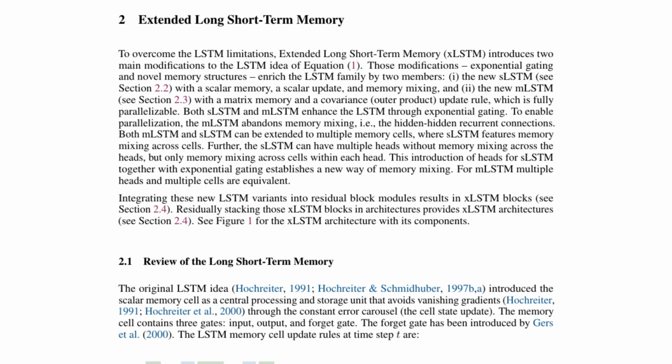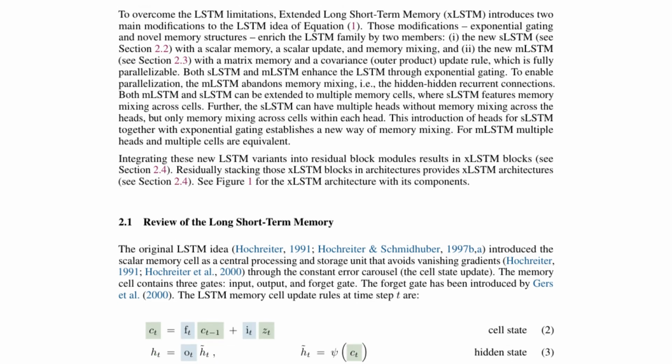across cells. Further, the sLSTM can have multiple heads without memory mixing across the heads, but only memory mixing across cells within each head. This introduction of heads for sLSTM, together with exponential gating, establishes a new way of memory mixing. For mLSTM, multiple heads and multiple cells are equivalent. Integrating these new LSTM variants into residual block modules results in xLSTM blocks. Residually stacking those xLSTM blocks in architectures provides xLSTM architectures. See Figure 1 for the xLSTM architecture with its components.